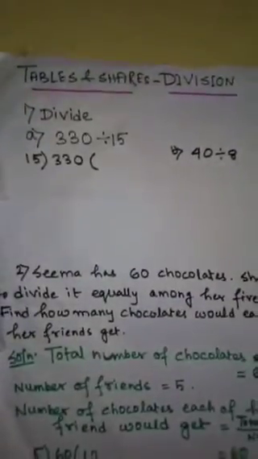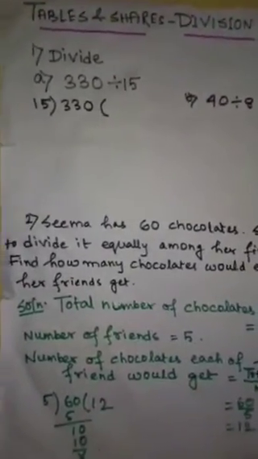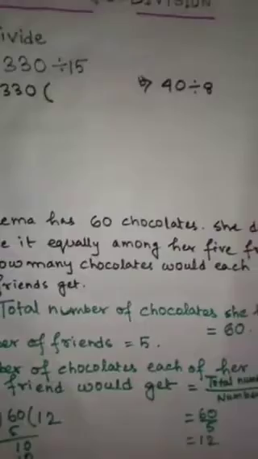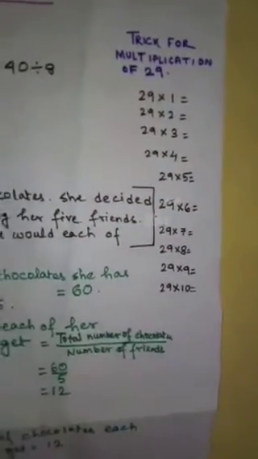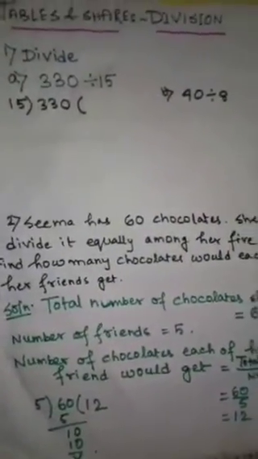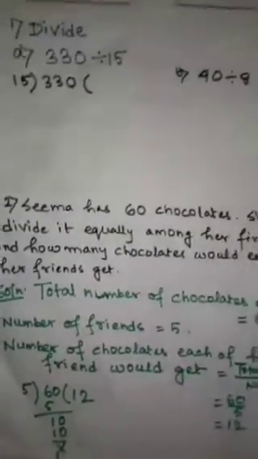Now, as you have already learned, shares stand for division. So we can move into the topic, and there are two more surprises for you. One is a trick for multiplication of 29, and another is a trick for division by 25. So first we look into division that you already know.